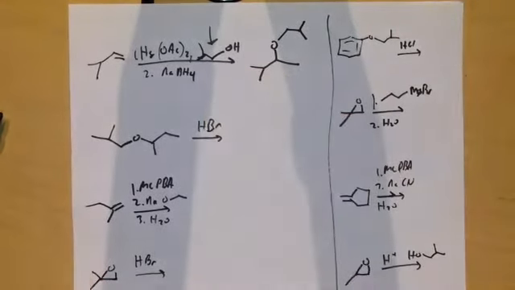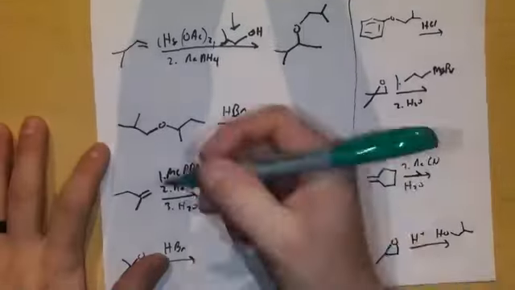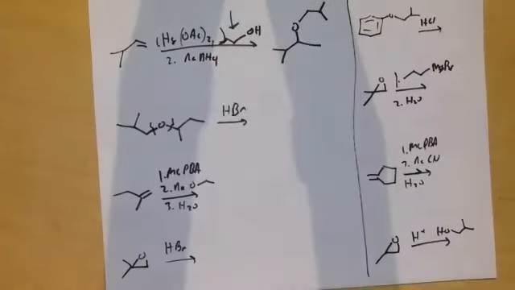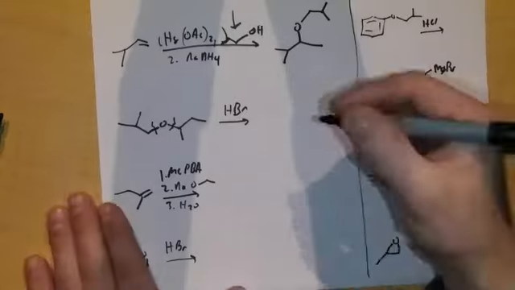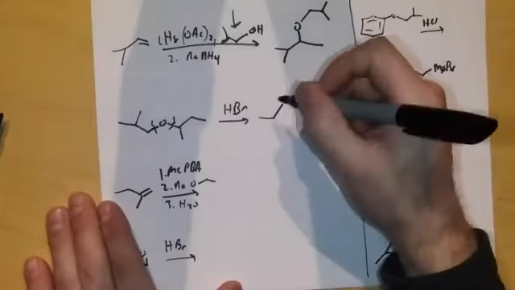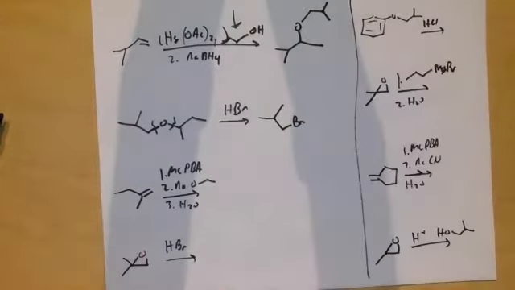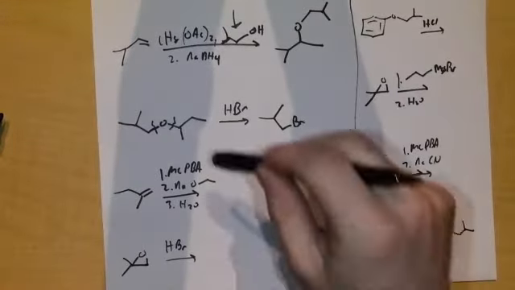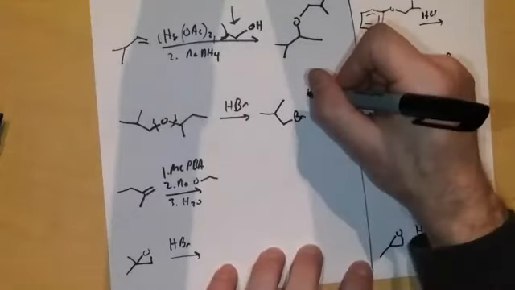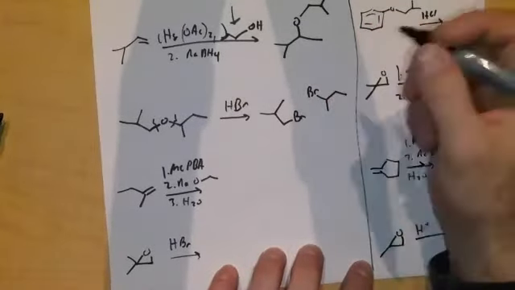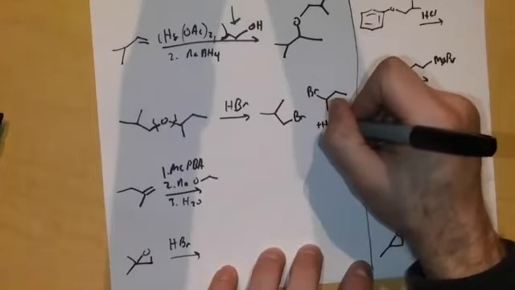HBr will degrade our ether. We're going to degrade at both places where we are bonded to this oxygen here. So on one half of our ether, we should end up with a bromine where our oxygen would have been. Same thing on the other side. Plus a water.